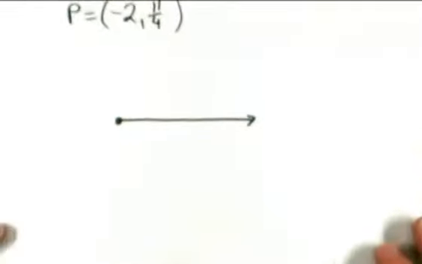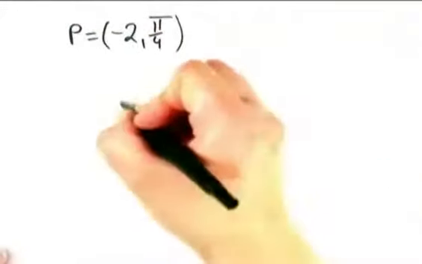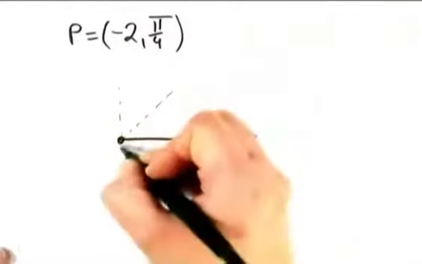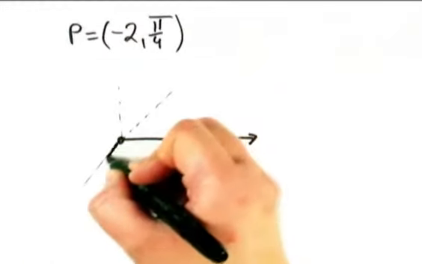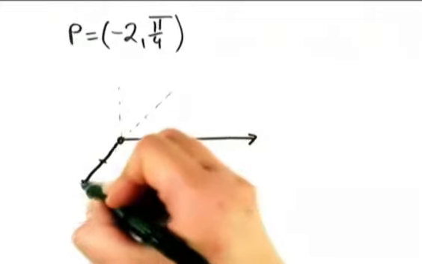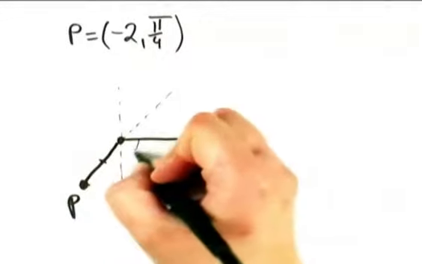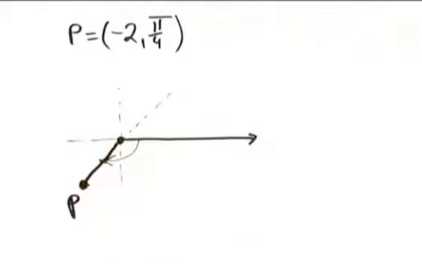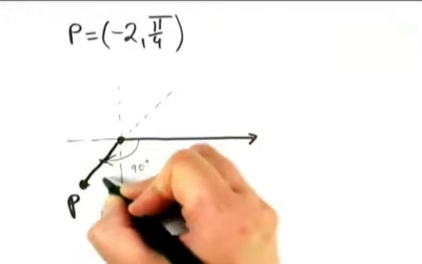So here is my pole, here is my x-axis, pi over 4. Pi over 4 is right here, but we are on the other side. We are on the other side, and 2 units, so it's gonna be 1 unit, 2 units. Here is my point P, has coordinates -2 and pi over 4. We can also calculate this angle. So this one is 90 degrees, and this is 45 degrees. So I have 90 degrees and 45 degrees.